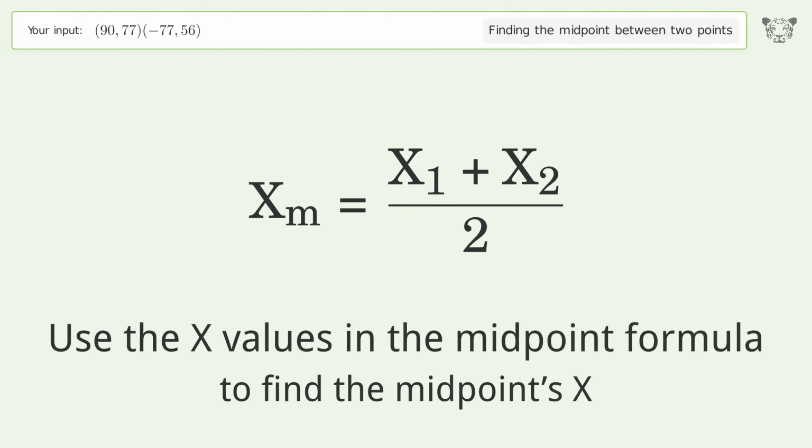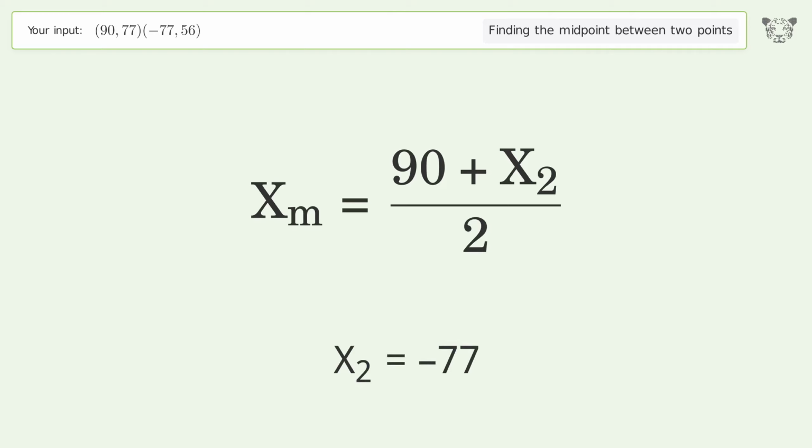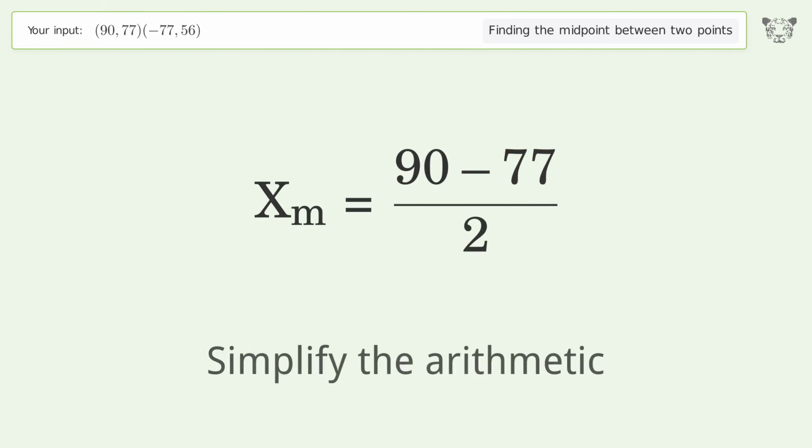Use the x values in the midpoint formula to find the midpoint's x. x1 equals 90. x2 equals negative 77. Simplify the arithmetic.